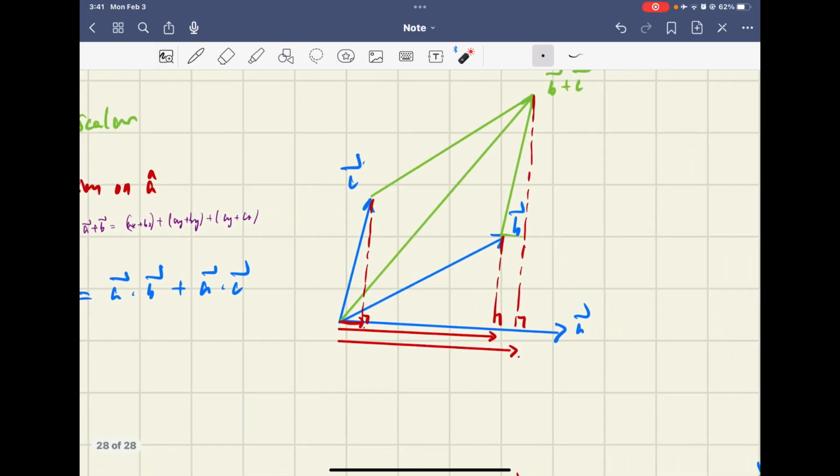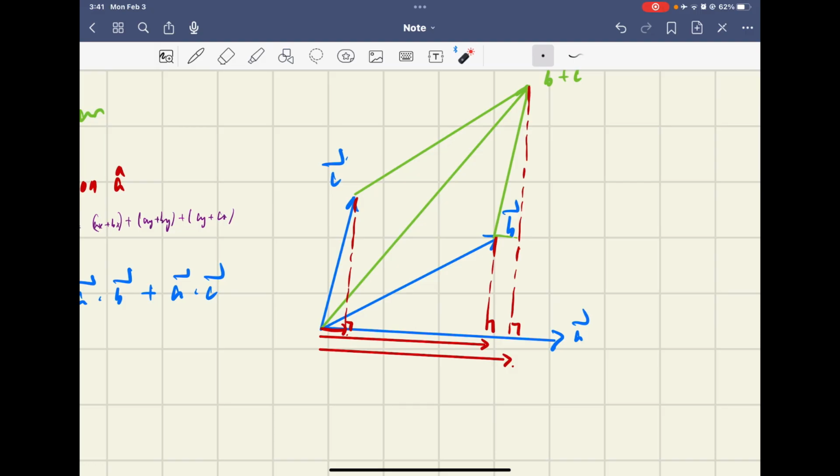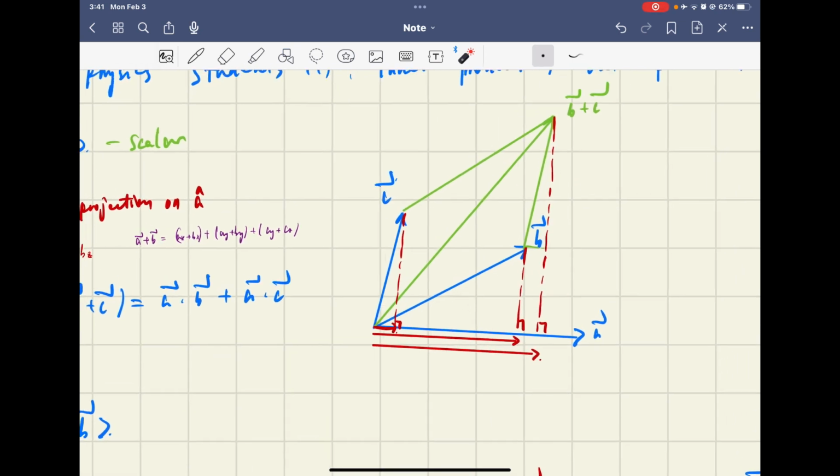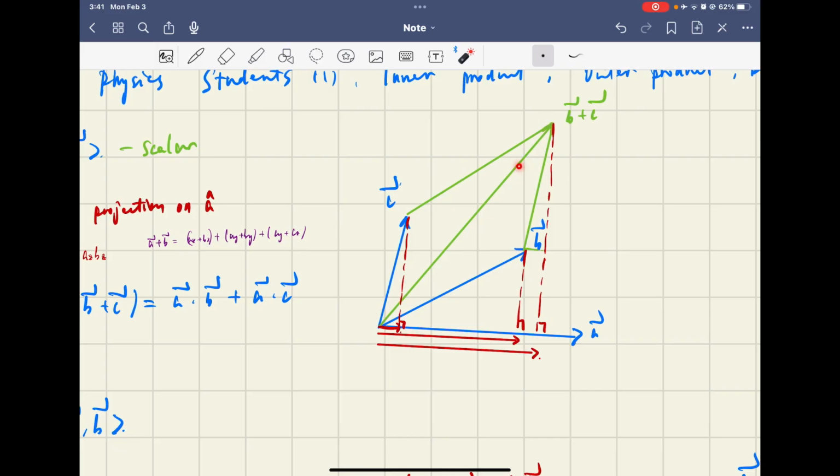I drew a diagram here. Here's vector A, here's vector B, and here's vector C. So on the left side, we have the vector A dot the sum of B and C. I drew a parallelogram, of course, because you want to add these together, and these two are equal. So basically, it's just this segment plus this segment, and it will point toward that direction. So this green arrow here is just the sum of vector B and vector C.